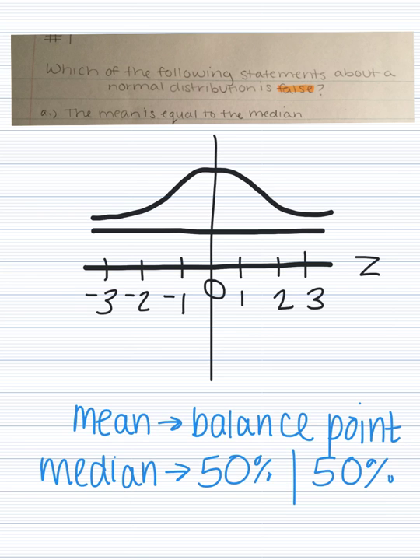The first statement is that the mean is equal to the median. We know in a normal distribution that the mean is the balance point and the median has 50% of the values above and 50% of the values below. So it makes sense that if 50% of the values are to the left of this line and 50% are to the right, both the mean and the median would be right in the center. With a 50-50 balance and a 50-50 split, the mean and the median are equal to each other.